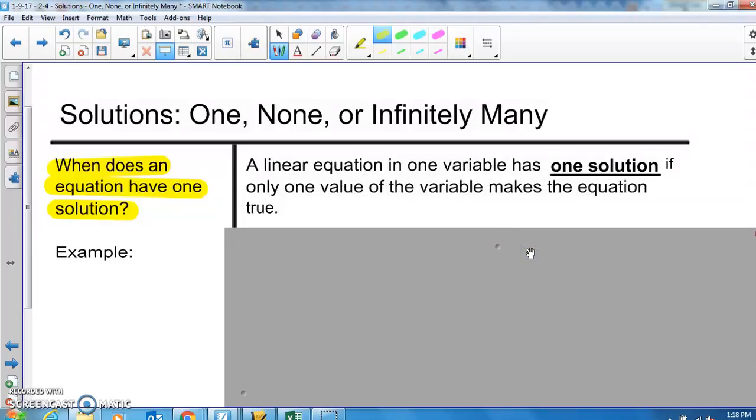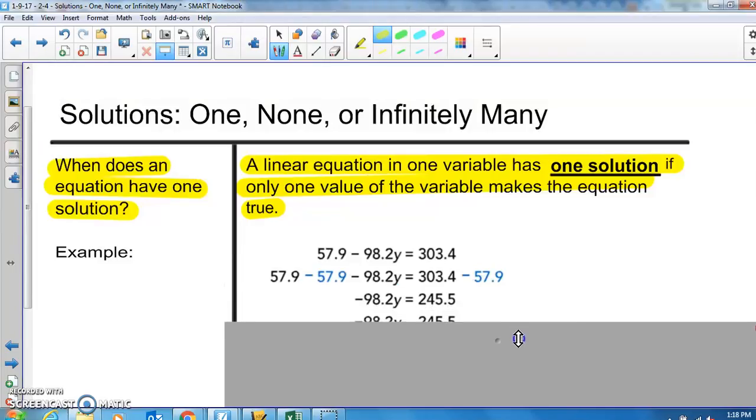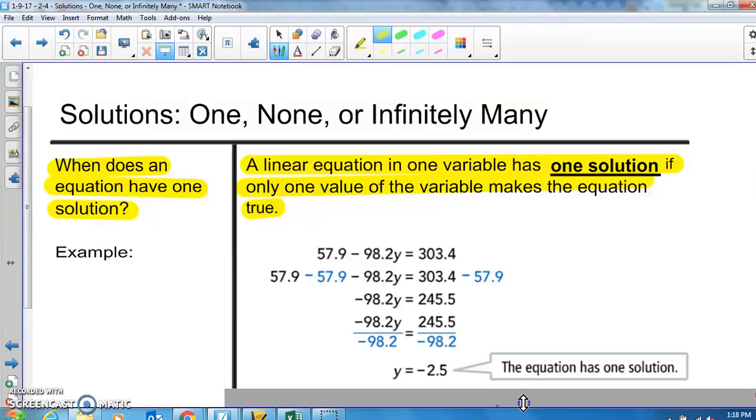A linear equation in one variable, that means it has one variable, has one solution if only one value of the variable makes the equation true. So I do want you to copy this down. When you have one solution, that means there is only one answer. So if you were to work this problem, we have this equation right here. You go through the process, you get y equaling 2.5. That is the value of y. When you solve an equation and you get an answer like this, y equals something, x equals something, n equals something, that means there is one solution.